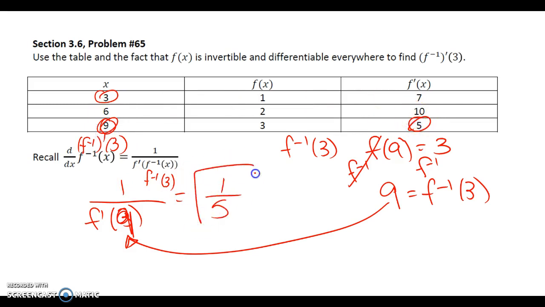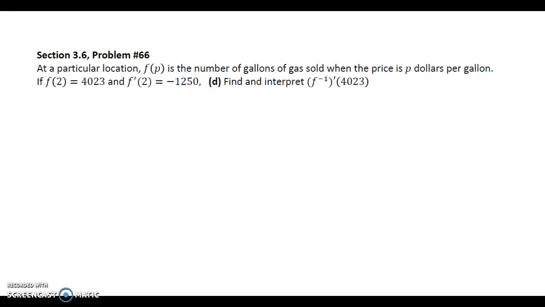So the derivative of the inverse function of 3 is 1/5. It's a little crazy, but that's okay. We're going to use this here. We're going to say, if we want to know the inverse function derivative at this, it's going to be 1 over the derivative of the original function times the value of the inverse function at this 4023, right?